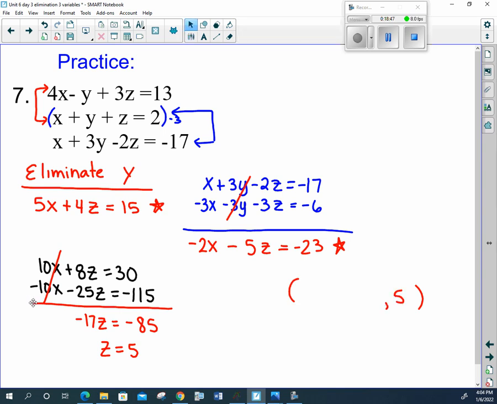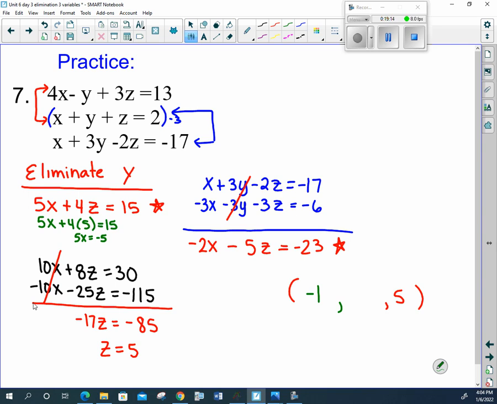And I'm going to substitute it. I think I'll substitute it into this equation right here, over here on the left. So 5x plus 4 times 5 equals 15. So 4 times 5 is 20. And then if you subtract 20 to the other side, it'll be negative 5. So you end up with 5x equals negative 5. So x equals negative 1.